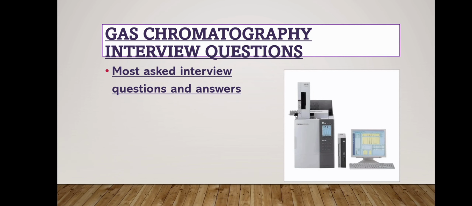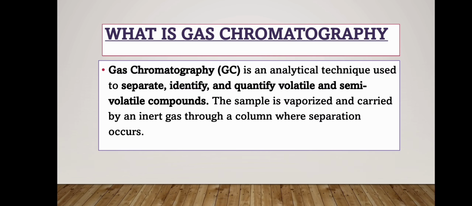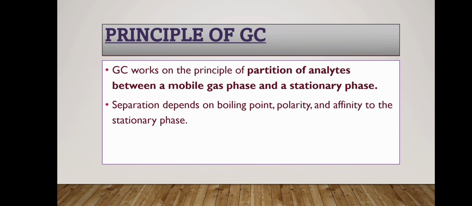Hey everyone, these are some important interview questions for gas chromatography. What is gas chromatography? Gas chromatography is an analytical technique used to separate, identify and quantify volatile and semi-volatile compounds. What is the principle of GC? GC works on the principle of partition of analytes between a mobile gas phase and a stationary phase. The separation of components in GC depends on boiling point, polarity and affinity to the stationary phase.